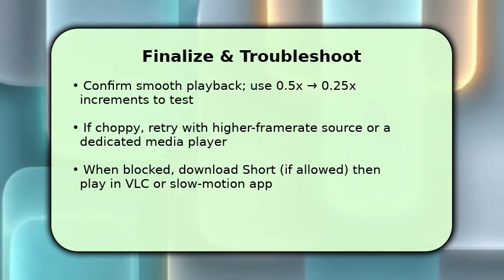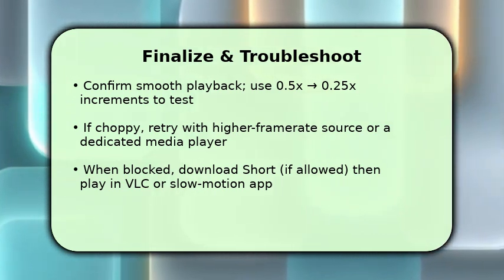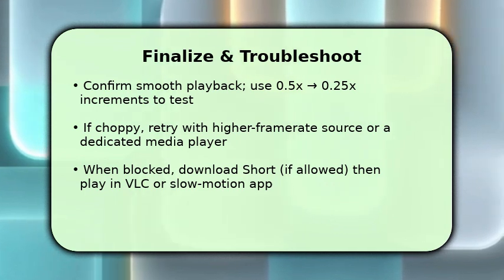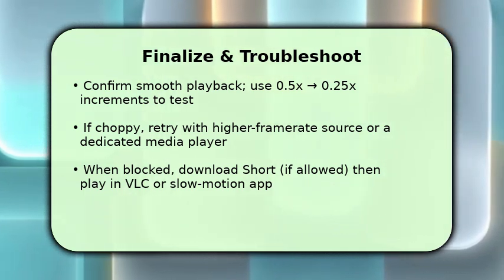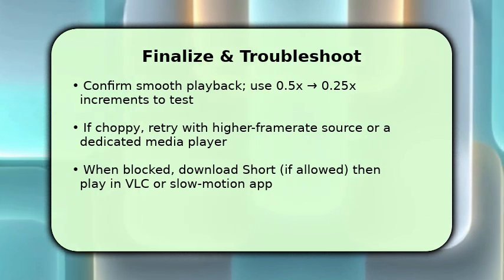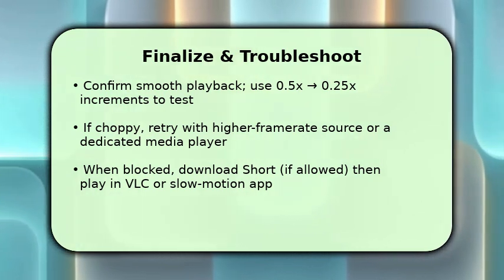If YouTube restricts controls, download the short where permitted and open it locally. One troubleshooting tip: if speed controls are missing, use desktop mode or a browser extension to access the playback speed setting.